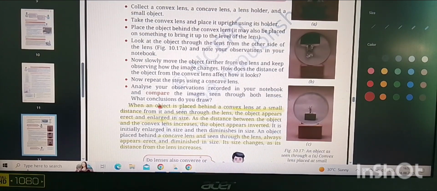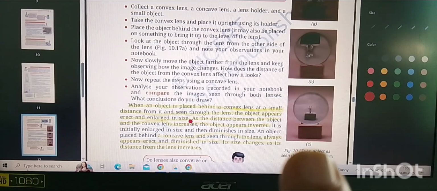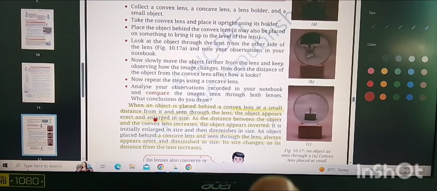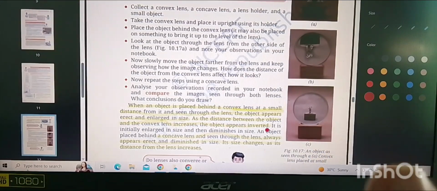So when an object is placed behind a convex lens at a smaller distance from it and seen through lens, the object appears erect and enlarged in size. That is what I told. That is, convex lens is similar to concave mirror. Both produce enlarged image. As the distance between the object and the convex lens increases, the object appears inverted.